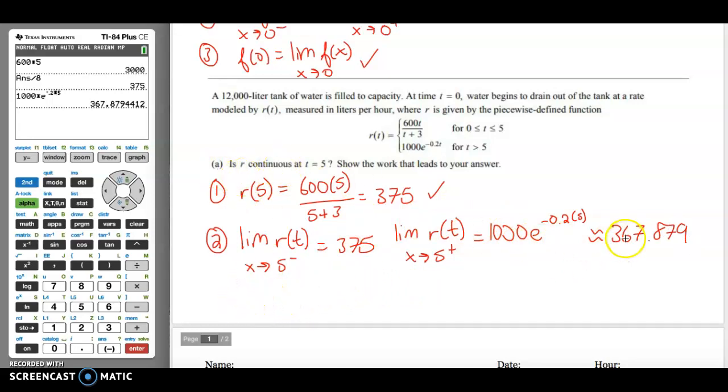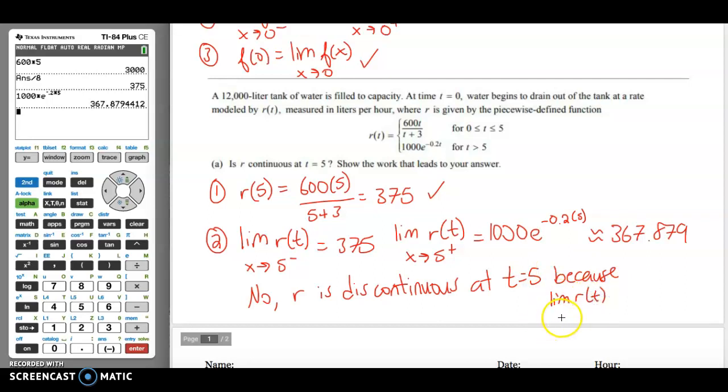Oh no, so then we would say that we have to answer the question because all of a sudden now my left-hand limit and right-hand limit aren't the same, so we'd say no, r is discontinuous at t equals 5, because the limit as t approaches 5 does not exist. Your general limit does not exist because your left-hand and right-hand limits were not equal.